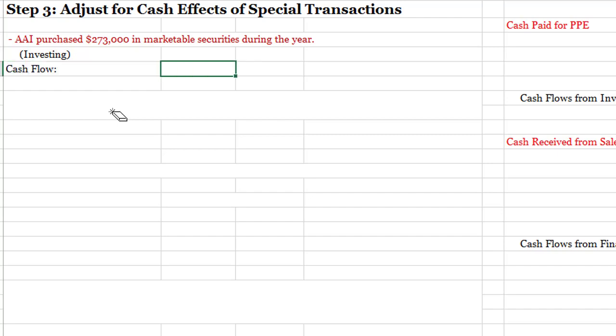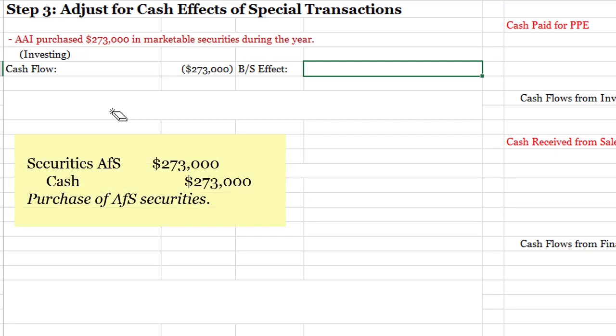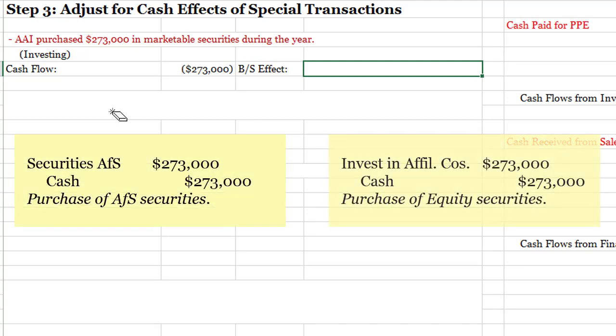My cash flow effect is going to be a negative $273,000. The next thing I need to know is my balance sheet effect, and this is where things get tricky. I know I got a credit to cash. Is this an increase to available for sale or to my equity portfolio? The only way you could really know this would be to dig back into your books or your notes and find out what you bought and what portfolio it's in.